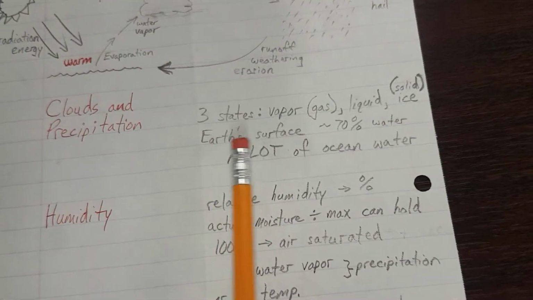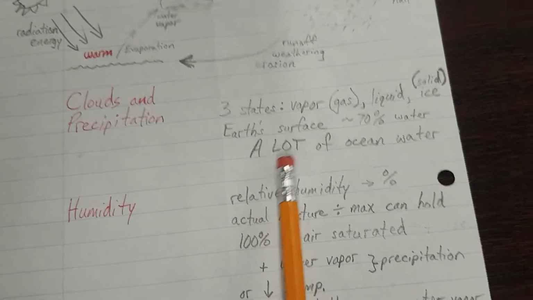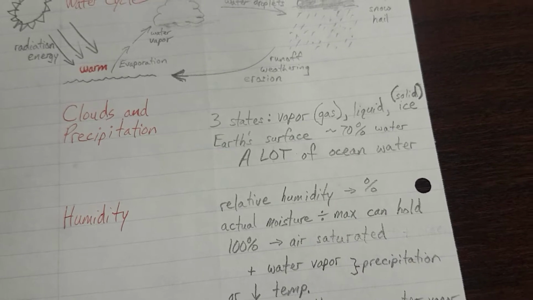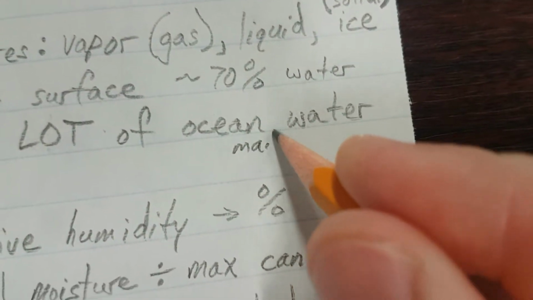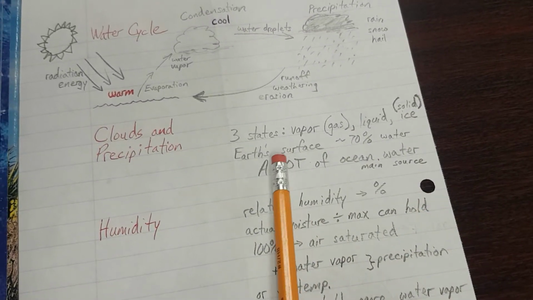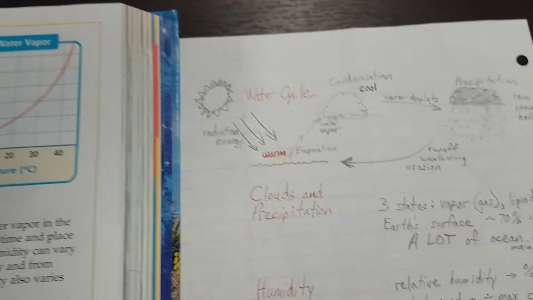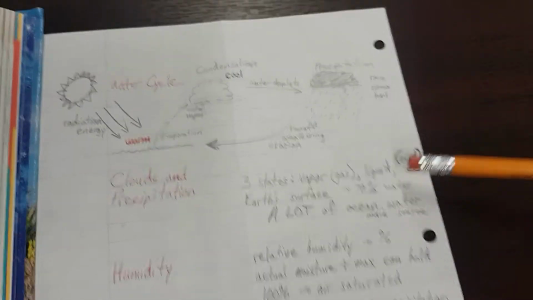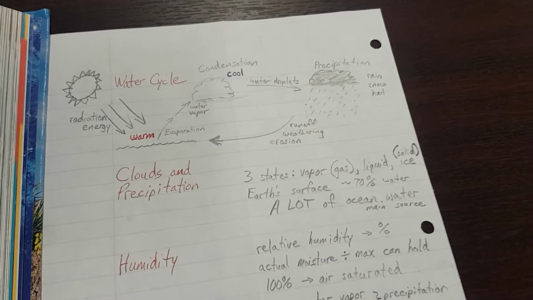Okay, so Earth's surface, about 70% water, a lot of ocean water. That's the main source. Let's put that. Main, M-A-I-N, source, S-O-U-R-C-E. Okay, there's a lot of ocean water covering the Earth's surface, and that is the main source of the water cycle. This is how you use your notes to string ideas together, connect them, and make complete sentences.